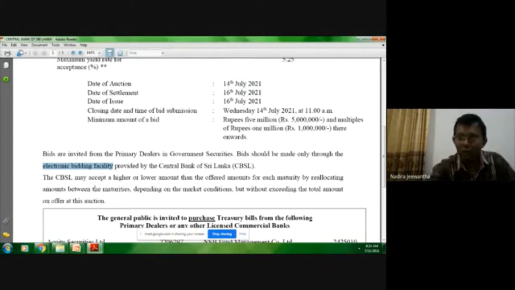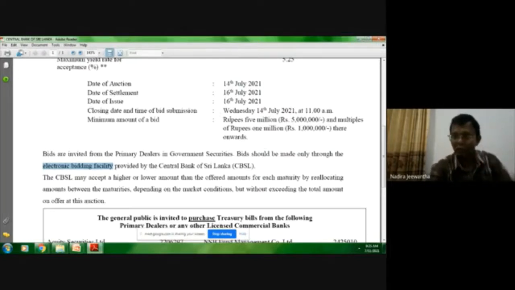Now remember, the other point is, when you put a bid on behalf of somebody else, in the perpetual case, who put the bid? Bank of Ceylon put the bid on behalf of whom? Perpetual Treasury. But does the central bank know this? No, they don't know. They know only that Bank of Ceylon has put the bid.